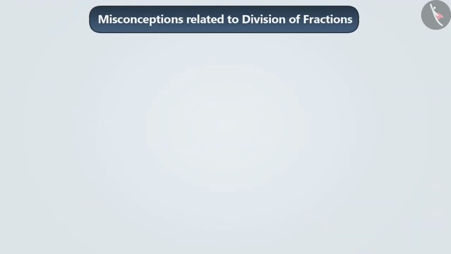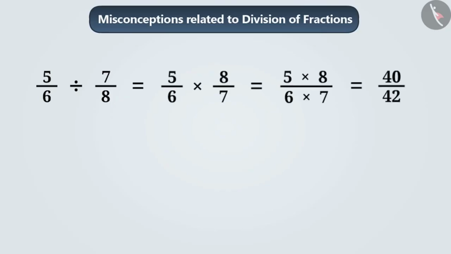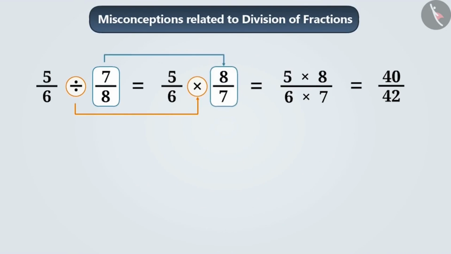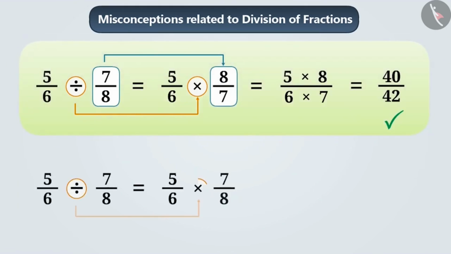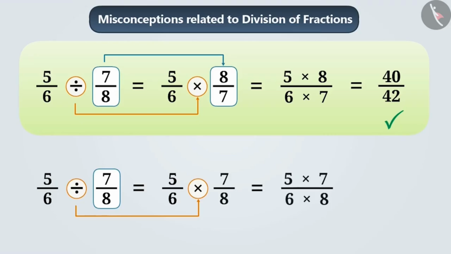Now let's look at some common mistakes. Let us suppose we have to find the result of 5 by 6 divided by 7 by 8. Some children believe that to find the result of division, the division sign has to be replaced by the multiplication sign, and then they invert the numerator and the denominator of the second fraction. However, sometimes they do change the division sign to the multiplication sign, but forget to take the reciprocal of the other number and multiply the numbers as they are. If we multiply the numerators in this way, the resultant numerator will be 35 and the denominator will be 48, which is wrong.